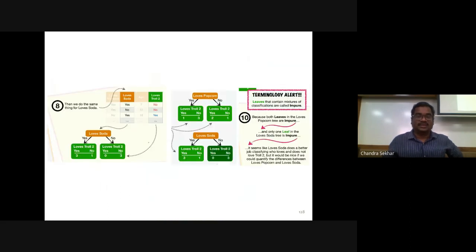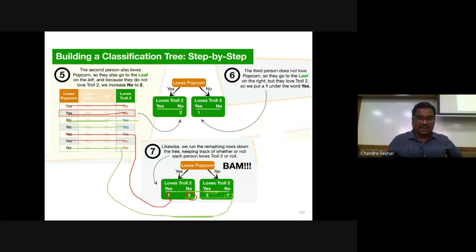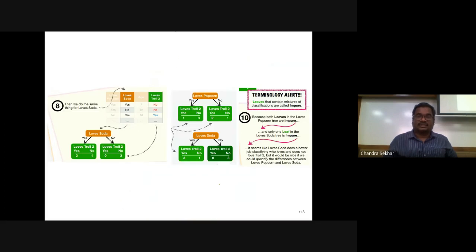The problem is that ultimately, when I reach the label, it has to say either yes or no. Suppose I choose loves popcorn, yes. What happens? I cannot take a decision because it is not pure. That means there is a confusion. If I reach here, the leaf contains both yes and no, so I cannot say the decision. Similarly, if it comes no, then both contain the values yes and no. So here also I cannot take a decision. So this will be cancelled out.